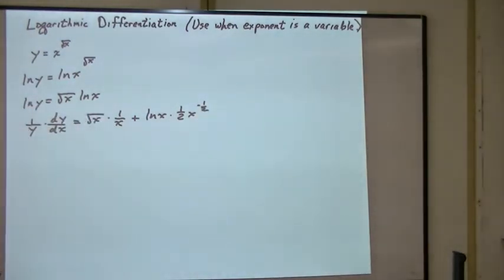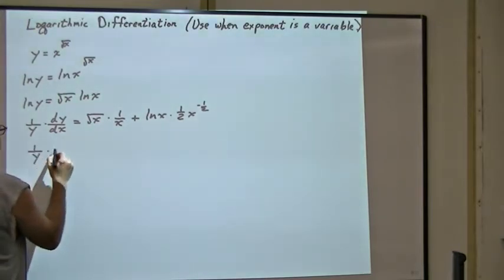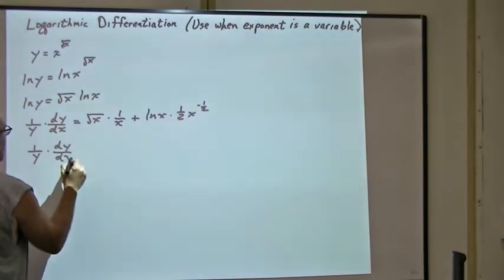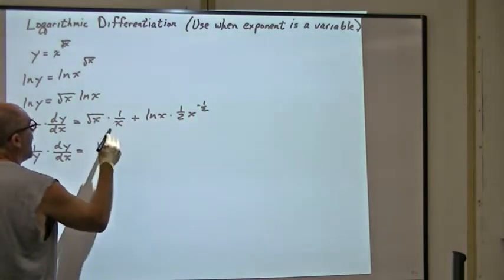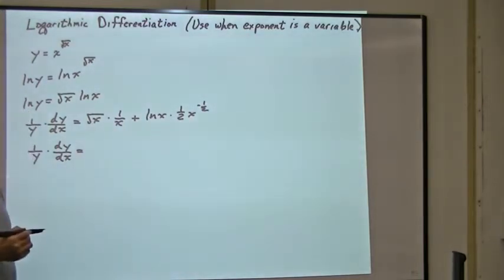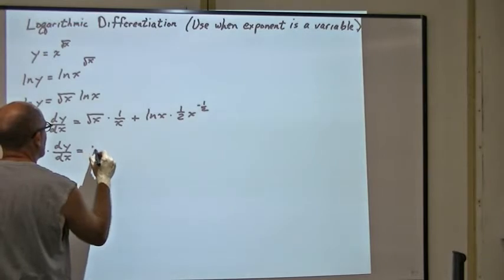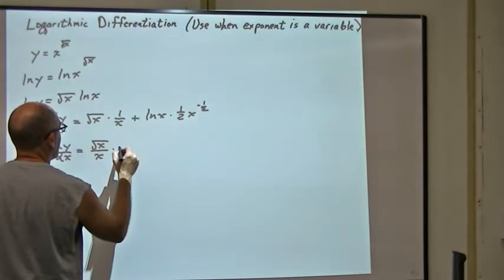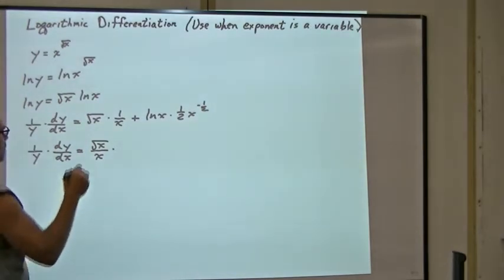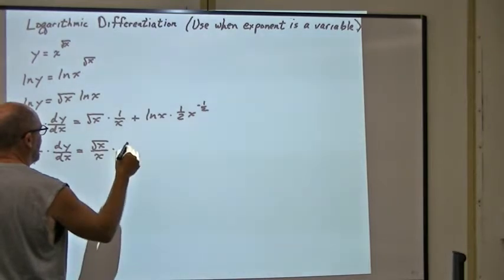Okay, now let's clean this thing up. So we say 1 over y dy dx equals, now the square root of x over x is just going to be 1 over the square root of x. Because if I multiply by square root of x over square root of x, well, let's just do that so you see this. So square root of x over x times square root of x over square root of x makes x.